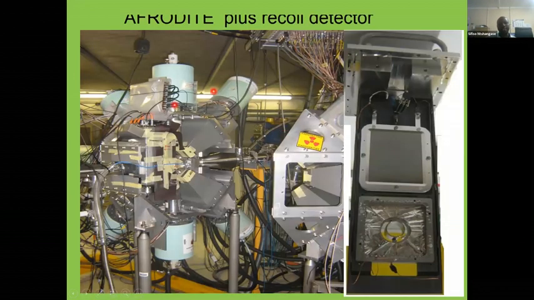So this is the setup, the AFRODITE array at iThemba Labs. This is the recoil detector inside here. So we made a foil here to allow the beam through without producing unnecessary background. So basically, this is located inside here.